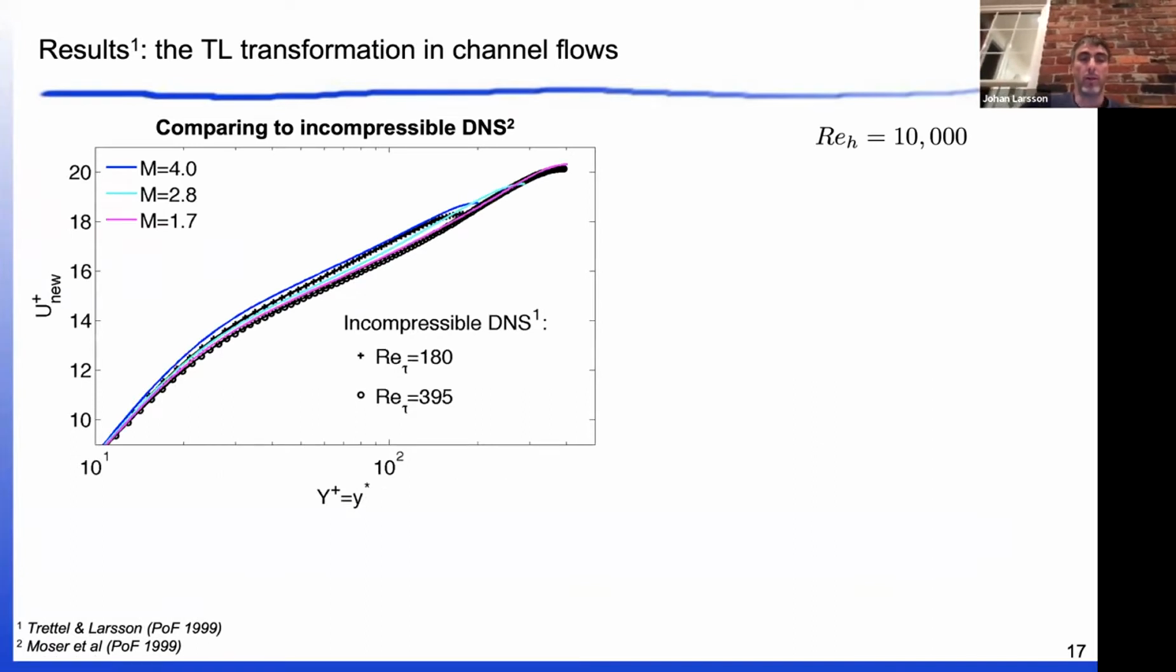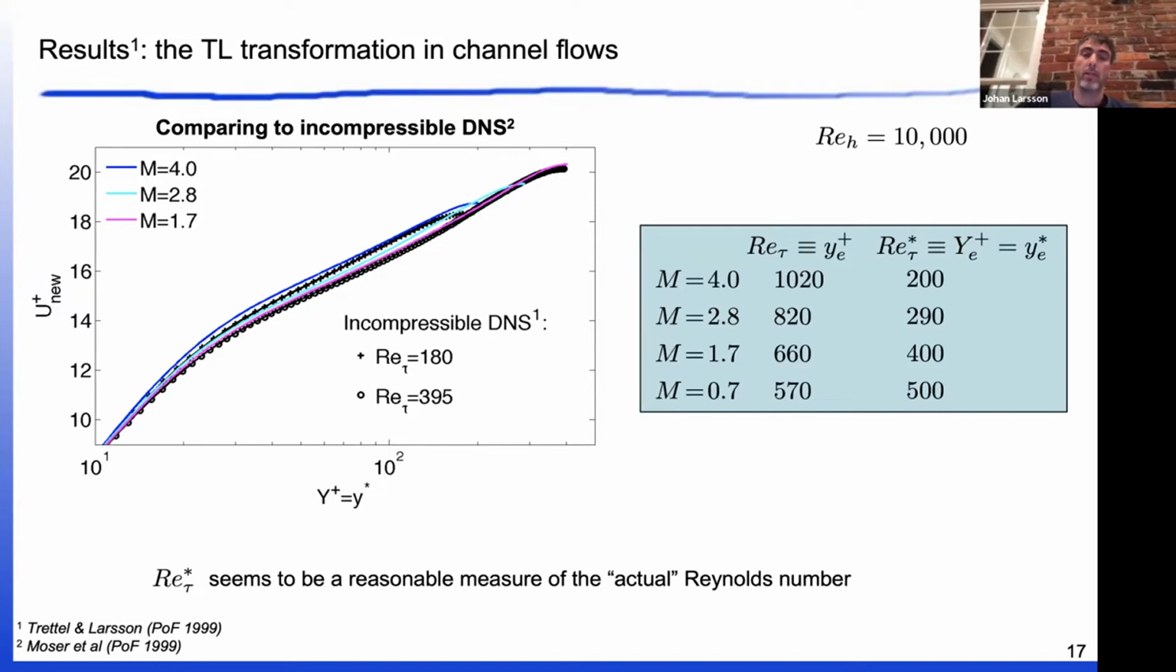So, okay, does this work then? Here are Andrew Trettel's channel flow results. He ran the channel at three different Mach numbers at the same bulk Reynolds number, and the three colored lines don't collapse on each other. It turns out that it's a Reynolds number effect, because if you believe in this transformation, then you should consider the friction Reynolds number in the transformed space, not in the raw space. In the transformed space, we call that Re tau star. It turns out that these cases actually have different friction Reynolds numbers in the transformed state. And if I compare with the corresponding incompressible DNS, then the match is quite good.